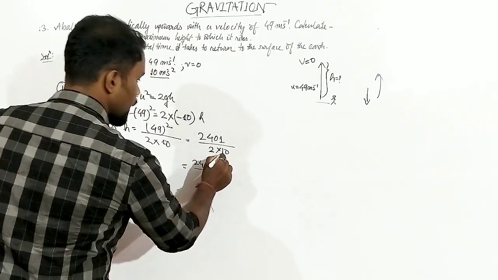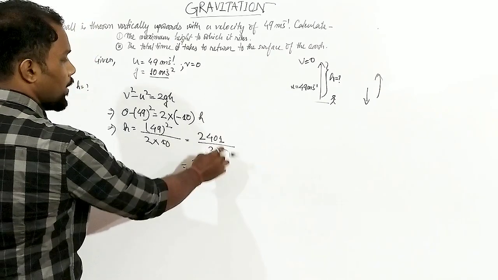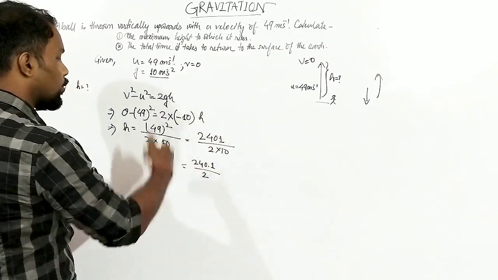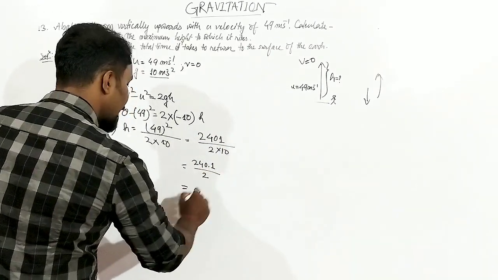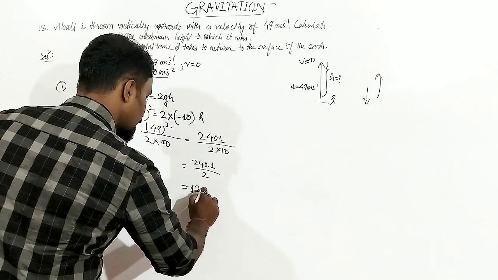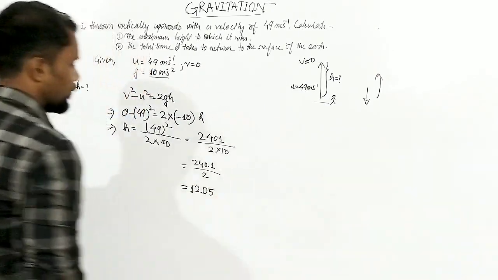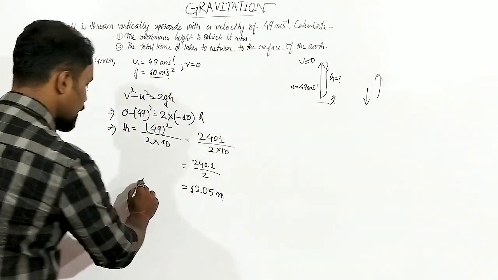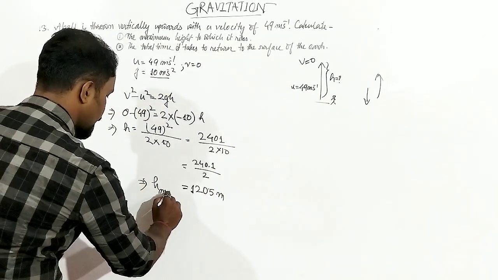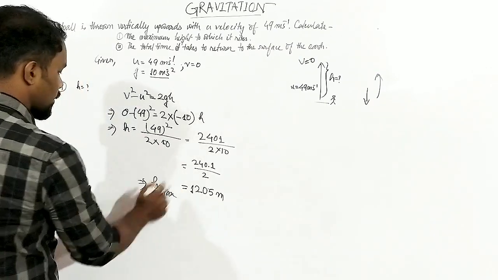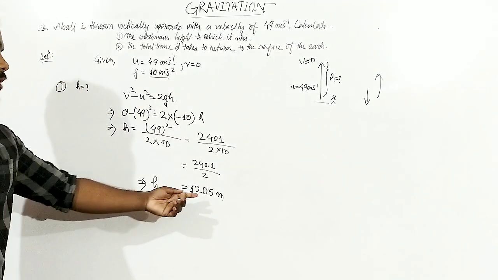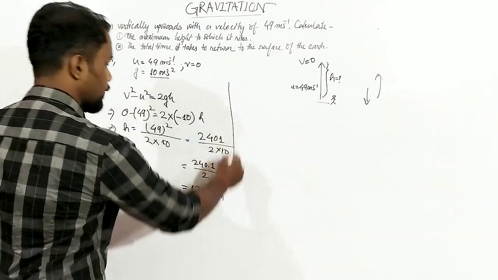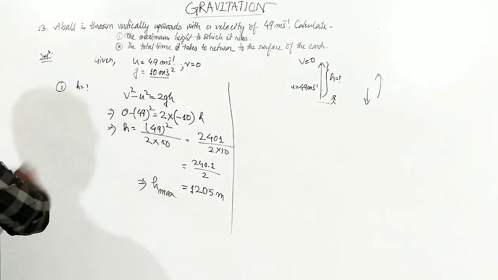240.1 by 2. If I divide 2401 by 10, we are going to get like that. Now to again divide it by 2, what are we going to get? 120.5. Right? Yes, 120.5 meter. That is the maximum height, that is h max. That is the maximum height it actually attains, 120.5 meter. That is the first question actually solved, right?